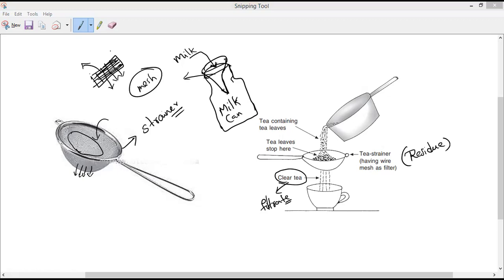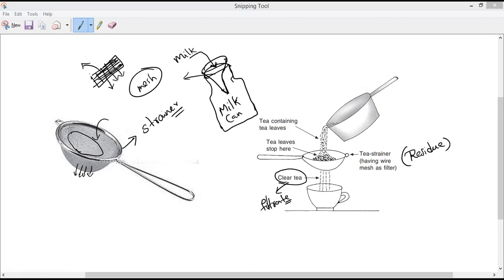Arun, Kailash, Johan, Mitakshri? Yes? Nobody will answer. That is what it is. Everywhere, if you want to separate insoluble solids from liquids, which technique do we use? Filtration. Understanding? Even the tea leaves are separated from the prepared tea by the method of filtration only.